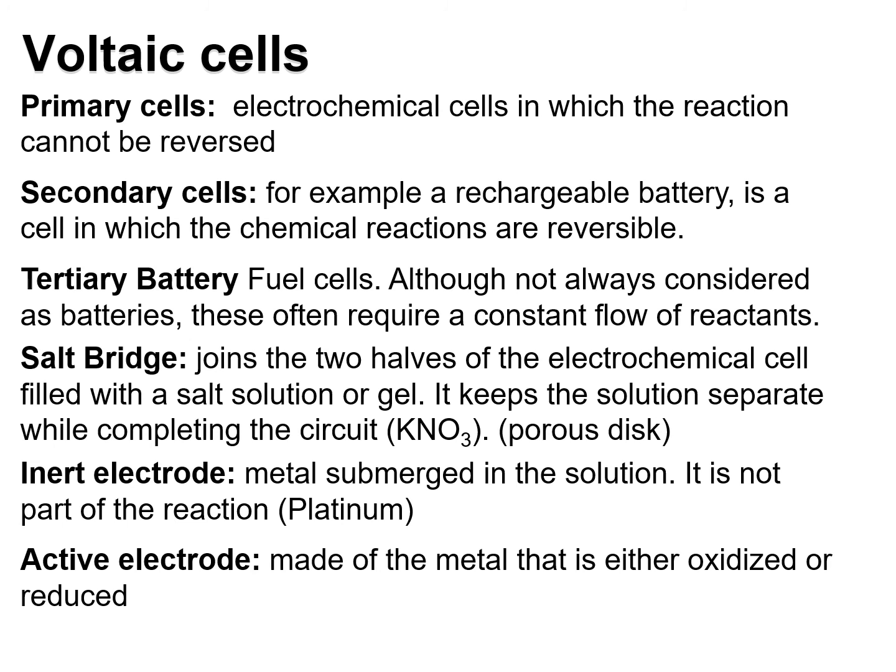And electrodes can be classified as active or inert. Active electrodes are part of the reaction, so they would show up as a reactant or as a product. They would be oxidized or reduced, so they would change their mass. Inert electrodes are electrodes that do not participate in the reaction, so they are not oxidized, they are not reduced, and their mass is not going to change. Typical examples of inert electrodes are platinum or graphite.